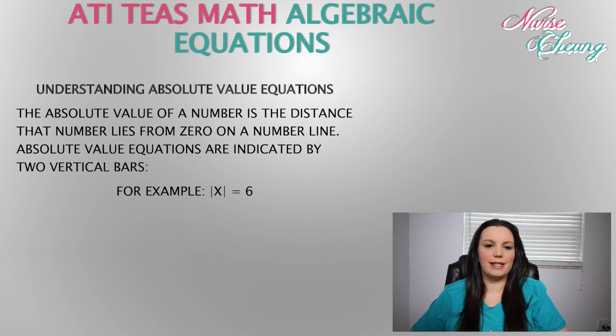Absolute value equations. The absolute value of a number is the distance the number lies from 0 on a number line. Absolute value equations are indicated by two vertical bars.